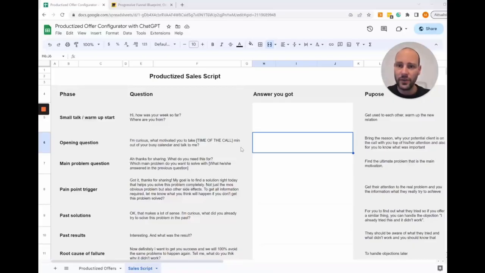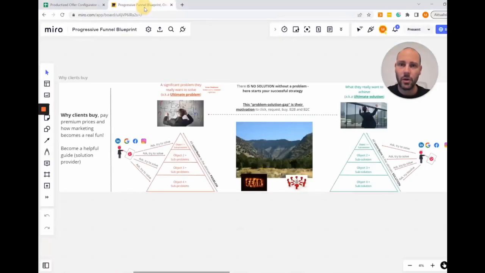So before we dive into the script, let's have a look first again at why clients buy from you and how they pay premium prices. You might still remember this graphic. It's the main motivator of potential clients to click your ad, to request a call with you, to ask for the offer, and then ultimately to buy from you instead of from your competitors.